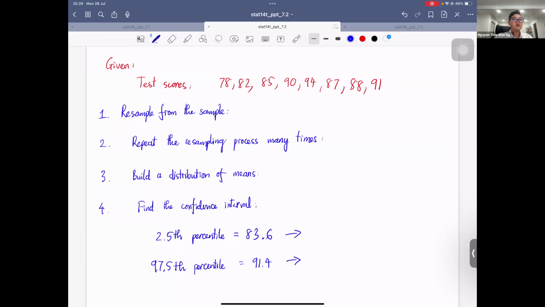So using bootstrapping, we are 95% confident the true mean test score lies between 83.6 and 91.4. In this case, I think we can use Python or R code because we need to resample and calculate the mean like 1000 times. So it's better if you use technology in this case. And if you need the code for Python or R, I can share it with you.